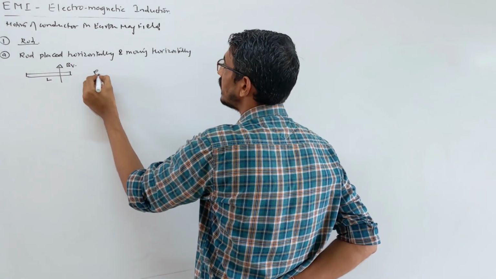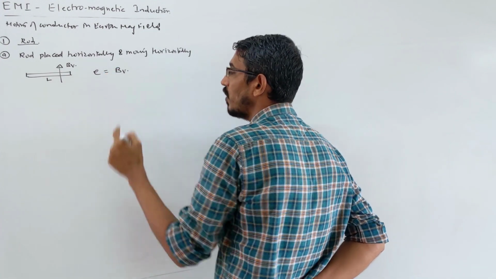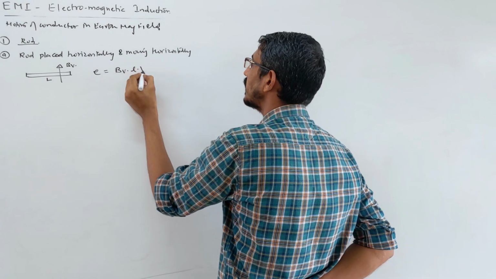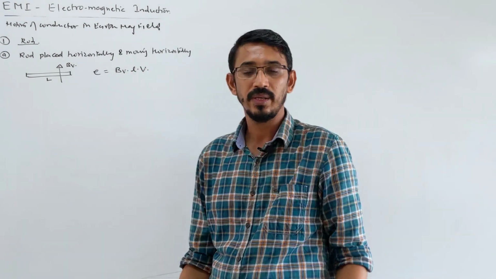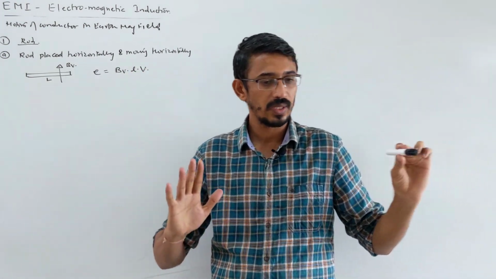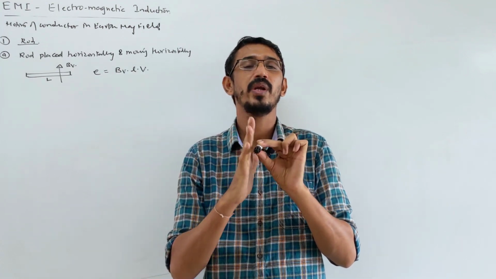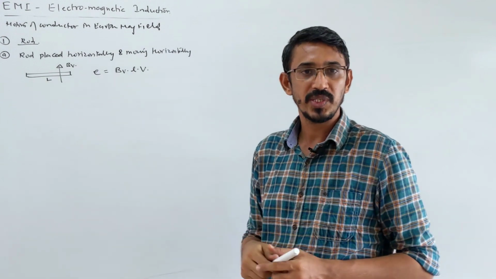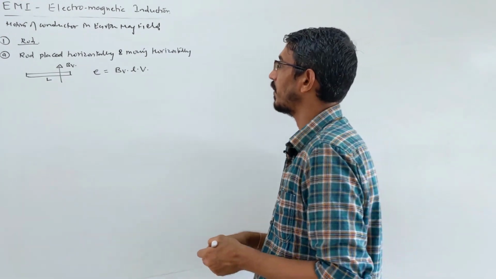So what is the EMF induced in this case? It will be B_V, the vertical component of Earth's magnetic field, times the length and the velocity. It is the BLV formula only, but since the rod moves horizontally, it crosses the vertical component of Earth's magnetic field, so you write B_V here. The relation between B_V and B_H I discussed in the last topic itself.